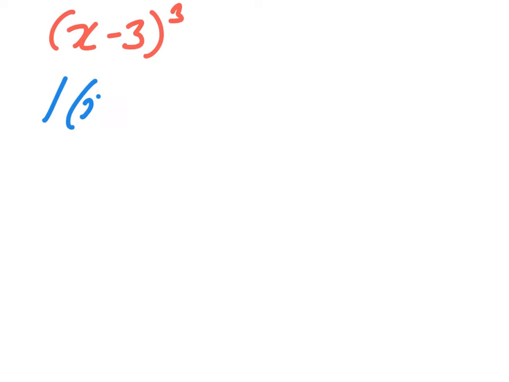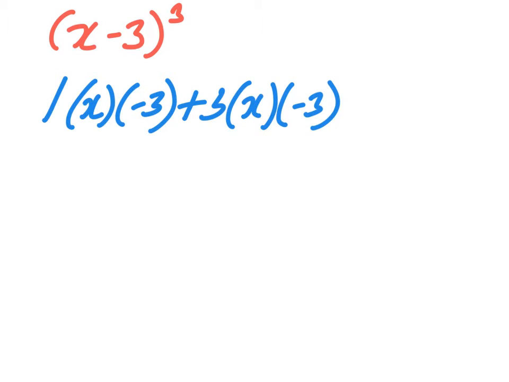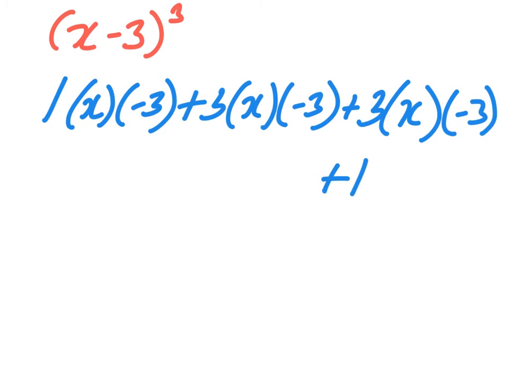So remember, we had x minus 3 to the power of 3. Here's how you make it out. We said our numbers were 1, 3, 3, 1 in that line of Pascal's triangle. So we do 1 times x times minus 3, plus 3 times x times minus 3, plus 3 times x times minus 3, plus 1 times x times minus 3. Okay, so 1, 3, 3, 1, and all I'm doing is multiplying it by x and by minus 3.